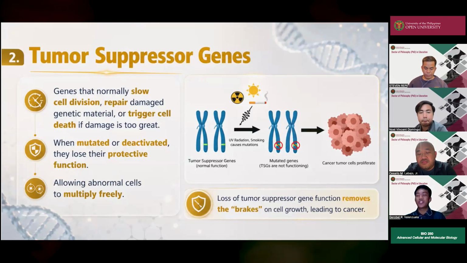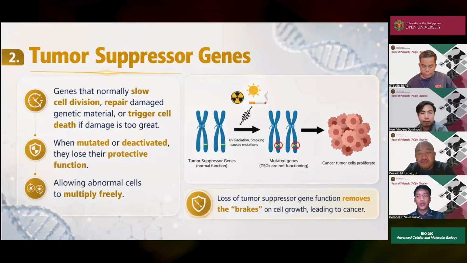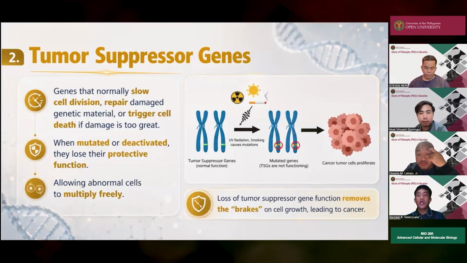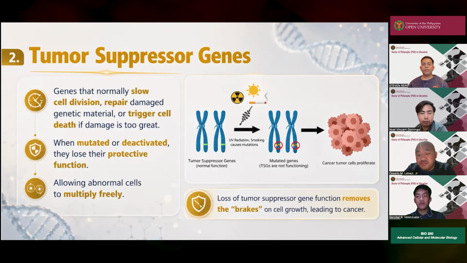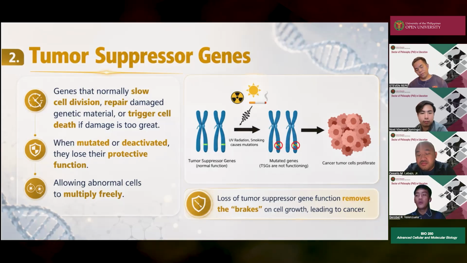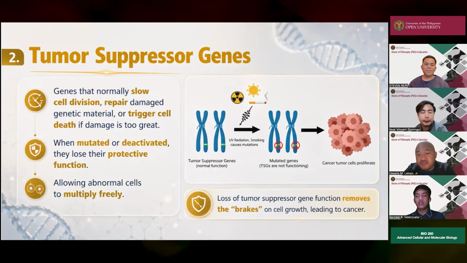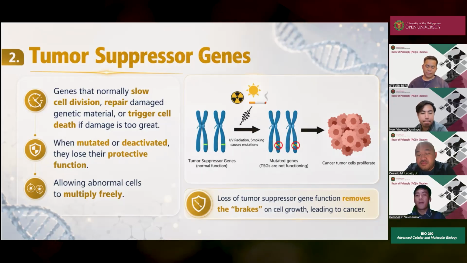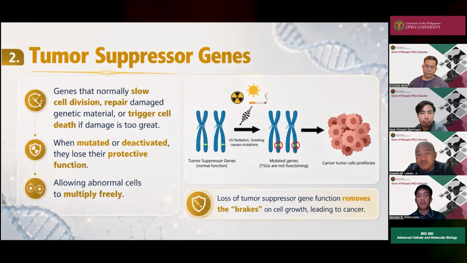Another cause is the tumor suppressor genes. Tumor suppressor genes work like the brakes of the cell cycle. They slow the process of cell division, repair damaged DNA, or cause the cell to die if the damage is too severe. When these genes are damaged, the cell loses an important safety mechanism. As a result, abnormal cells may continue dividing instead of being stopped.